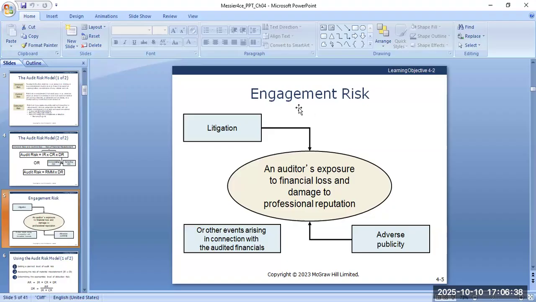First one is the engagement risk. Engagement risk, we're going to have limitations. We're going to have adverse publicity, and we're going to have other events arising in connection with the audited transaction, but the auditor's exposure to financial loss and damage to the professional reputation. That's the engagement risk.